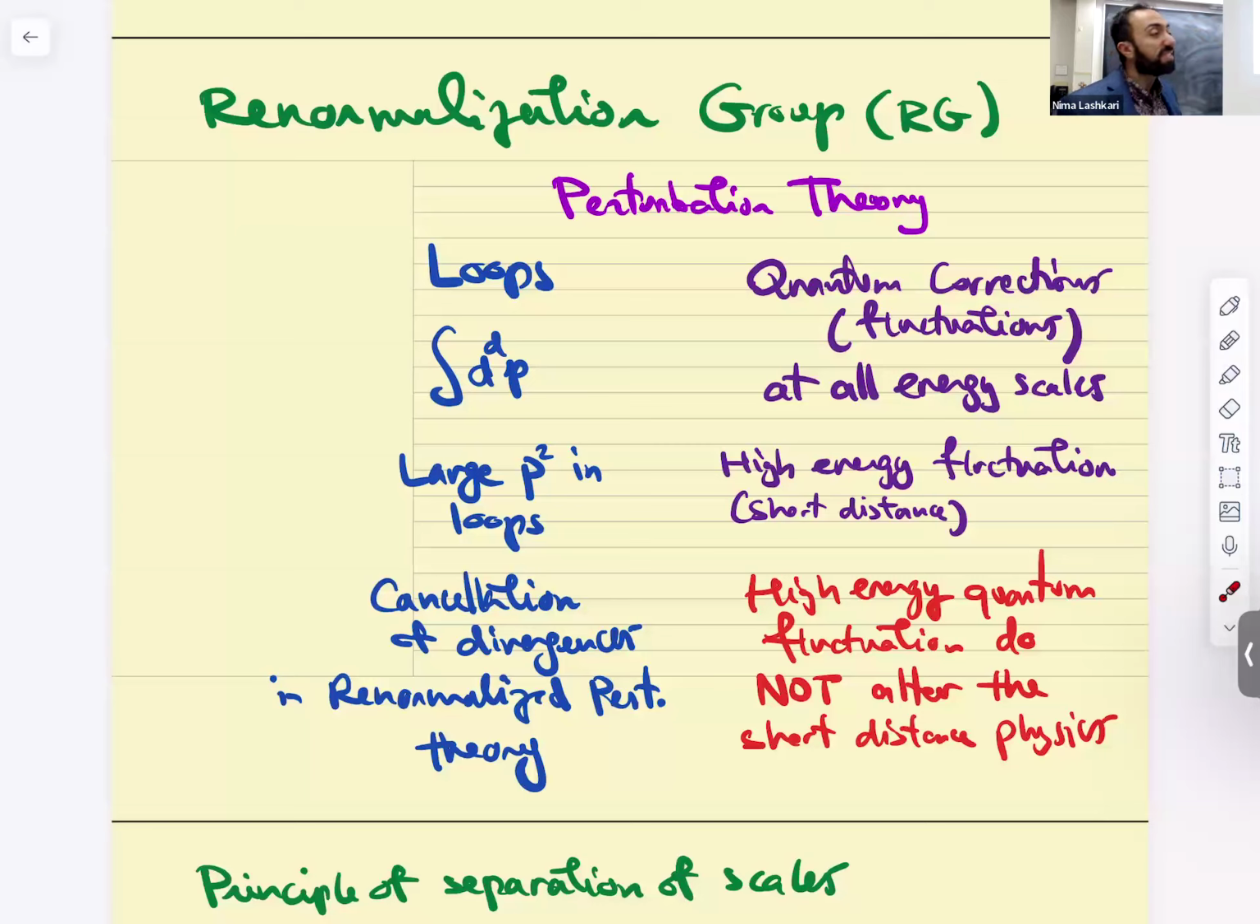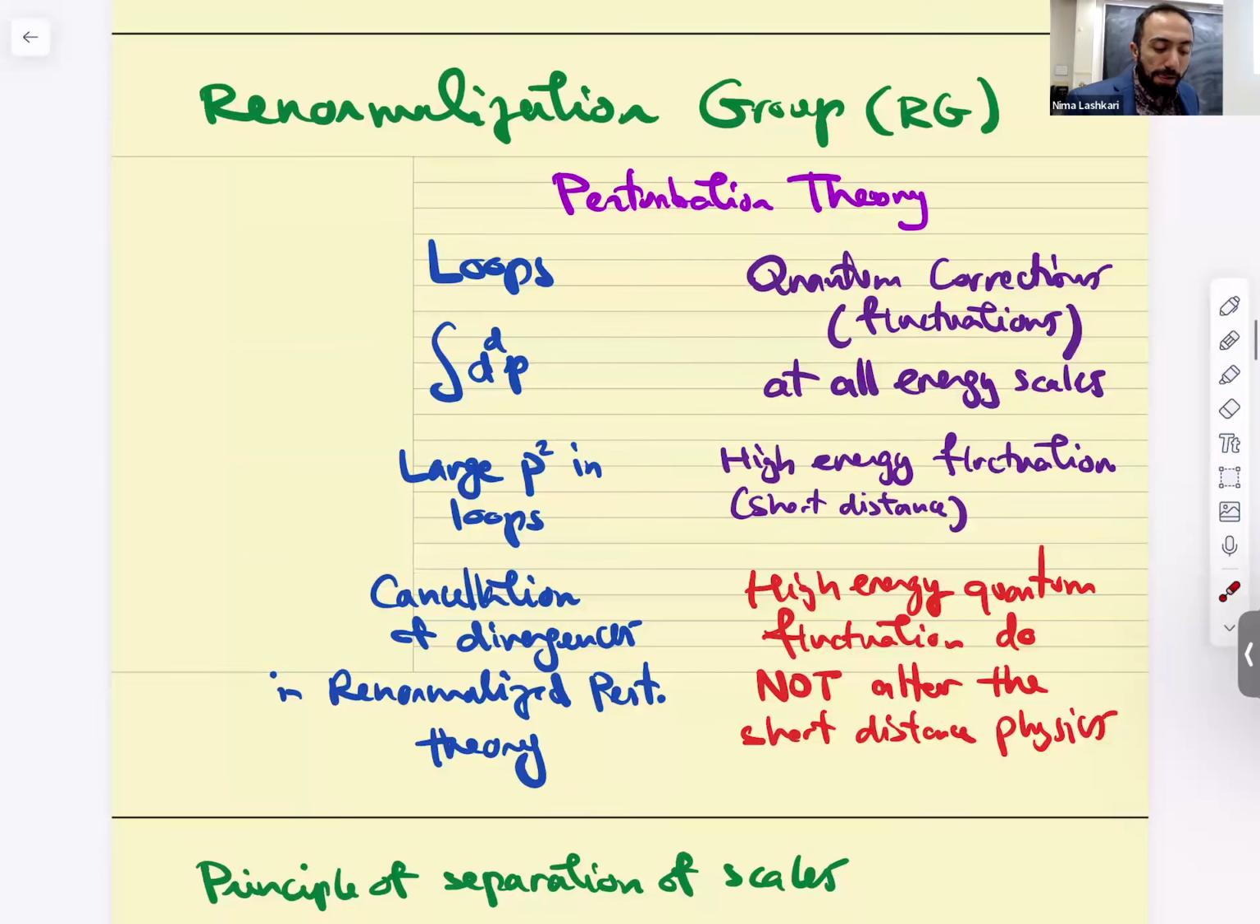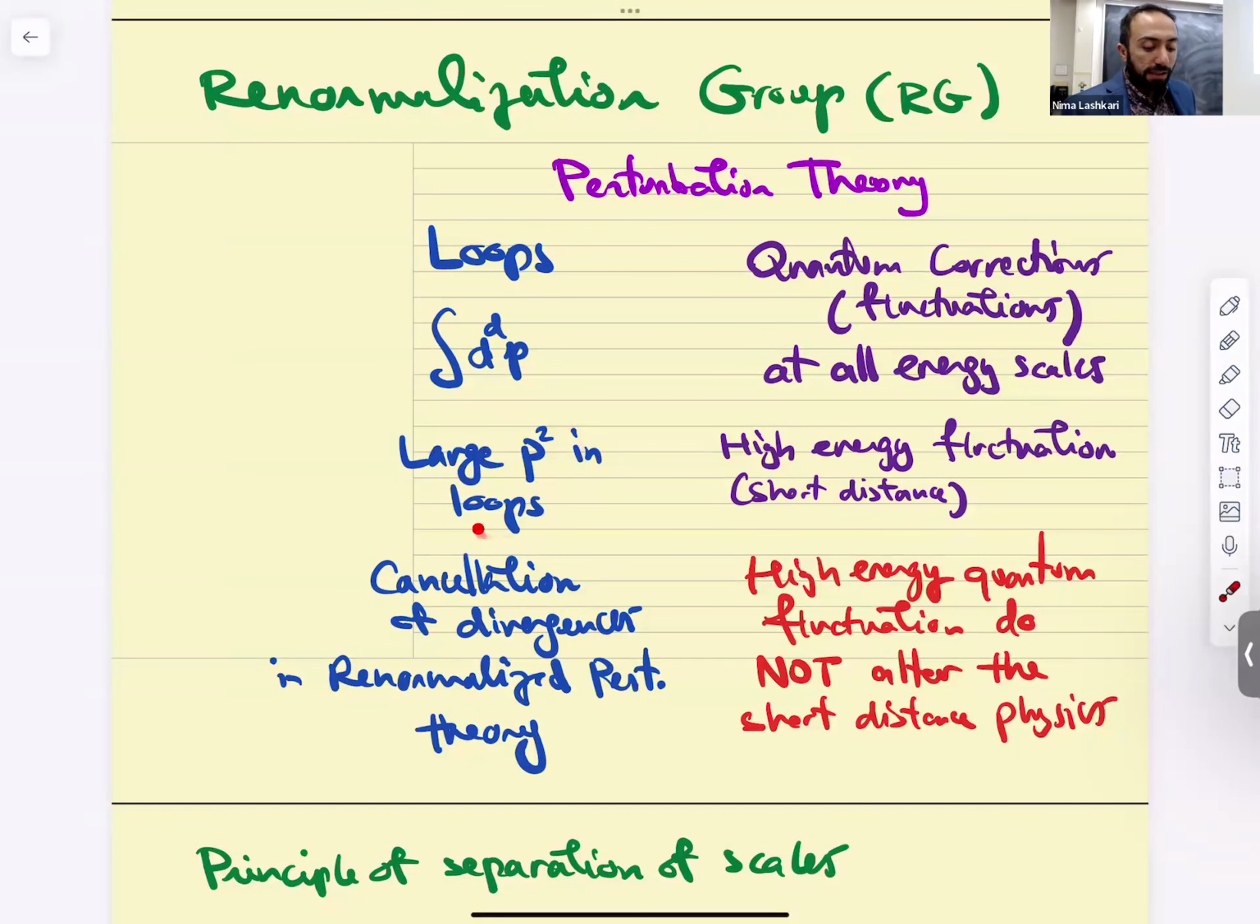This means the physics of that is that quantum fluctuations exist at all energy scales. So quantum fields are fluctuating at all energy scales. If this was statistical physics, it would mean that thermal fluctuations exist at all energy scales. Just very, very high energy fluctuations are extremely rare. However, by Boltzmann weight, they exist. Because of Boltzmann weight, they are rare, but they exist, right? Now, large p squared in loops is what gave us a hard time, divergences. These are high energy fluctuations. These have to do with short distance physics, right?